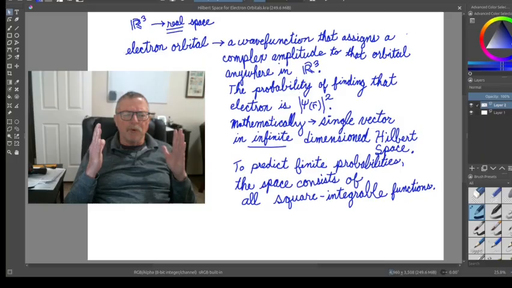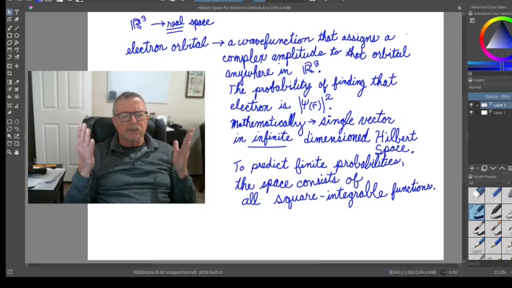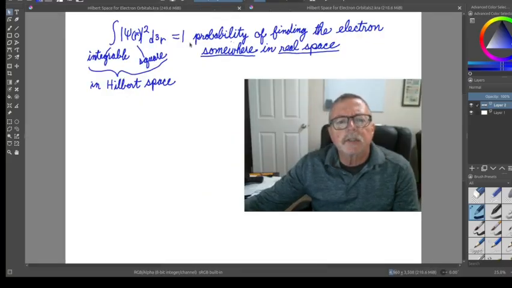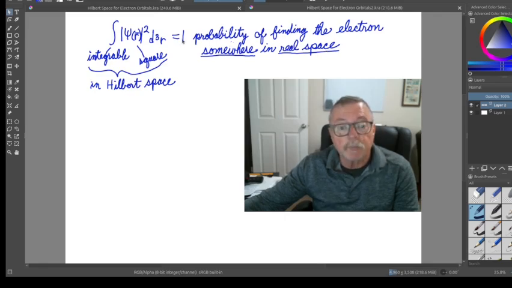Square integrable functions? How the heck do I know what a square integrable function is? Let me start with something that makes perfectly honest sense, which doesn't happen that often in this subject. The probability of finding the electron somewhere in real space has got to be 1. In other words, if it exists at all, the probability of finding it somewhere has got to be 1.